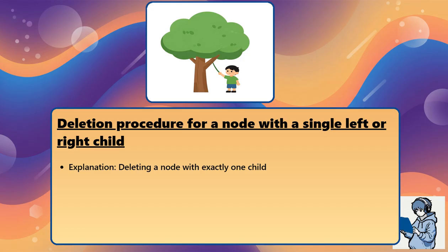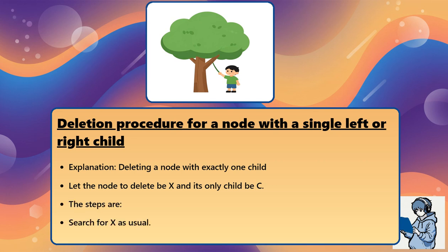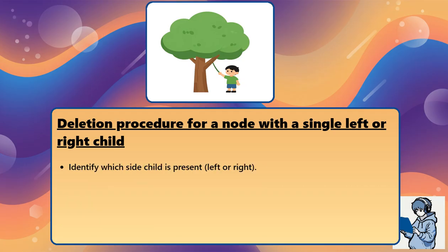Explanation: deleting a node with exactly one child. Let the node to delete be x and its only child be c. The steps are: search for x as usual. Identify which side child is present, left or right.